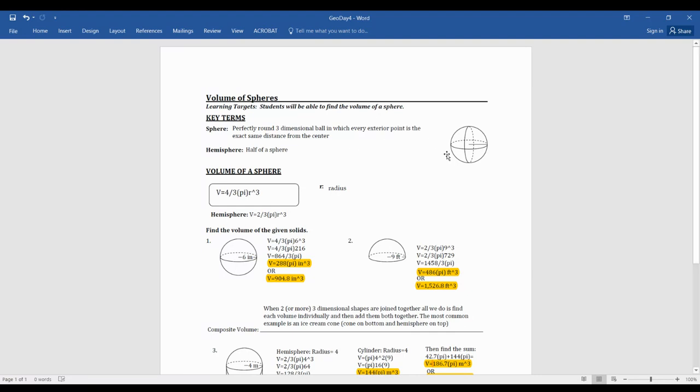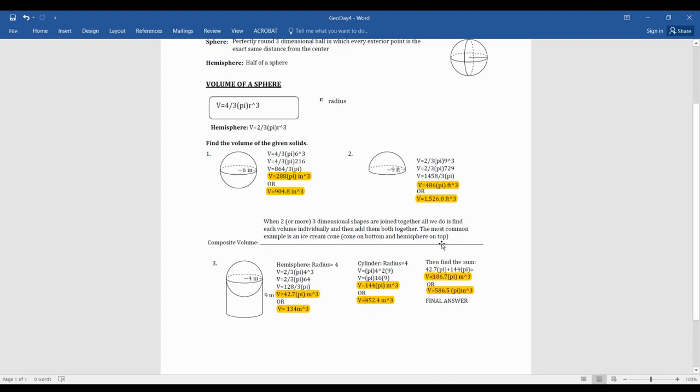Hemisphere would be if you chop that in half. So if I were to go right down the middle, chop it in half, I would have a hemisphere. The volume of a sphere is going to be volume equals 4 over 3 times pi times radius cubed. So this is to the third power. That's going to be the main part that's different.